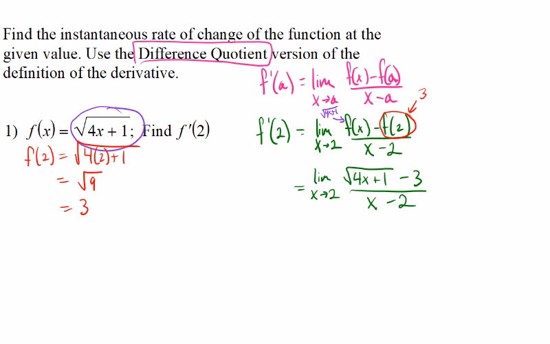Okay, so then what I'm going to do is multiply by the conjugate because it's a radical binomial. And just a real quick note, if I do a direct substitution and input 2 here, I would get a 0 in the denominator, and I would also get a 0 in the numerator because I would get square root of 9, which is 3, and 3 minus 3 is 0. So this would be a 0 over 0 situation. And so that means I can algebraically manipulate this. That's why we're multiplying by the conjugate here: square root of 4x plus 1 plus 3, and then we do the same thing on the bottom.